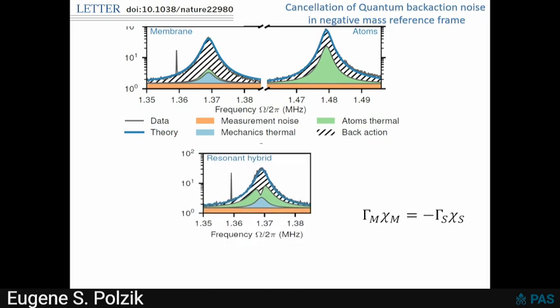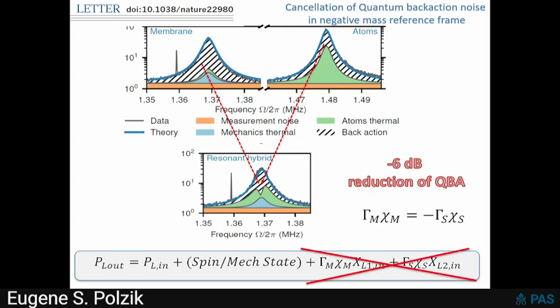And so we did. And in the upper left, you see the signal dominated by back action from the mechanical oscillator. On the right, the atoms. If you put them together, you have 6 dB, 6 decibel, that is 4 times reduction in quantum back action.